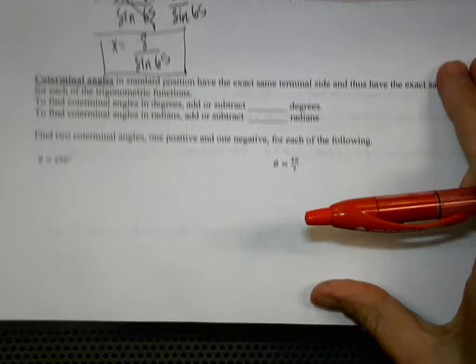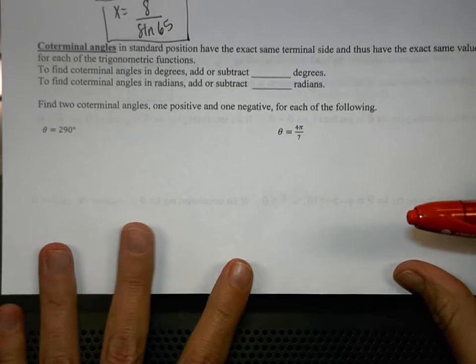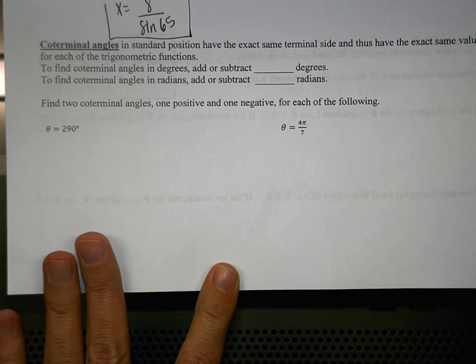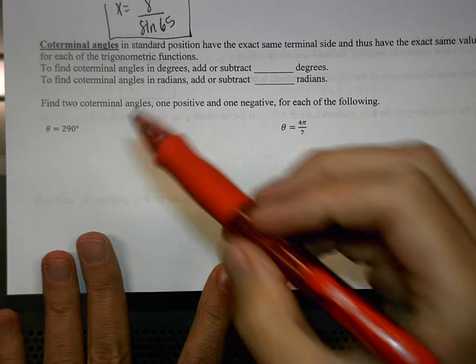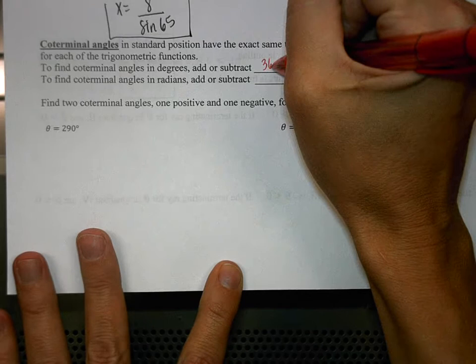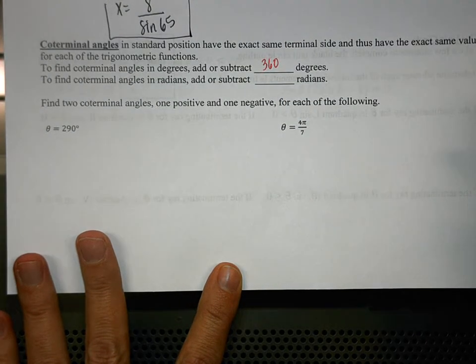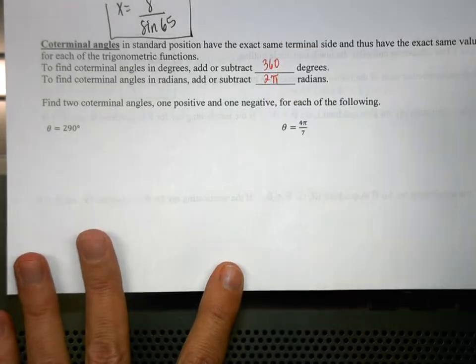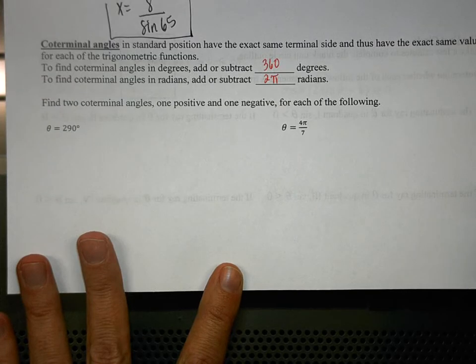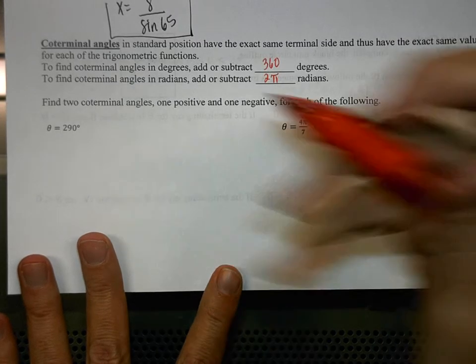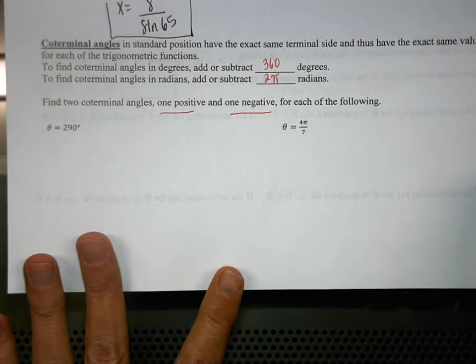Okay, what is a coterminal angle? So remember, coterminal means that you can have different degrees that end at the same spot on the circle. Okay? And so, to find coterminal angles, all you do is add or subtract 360 degrees. Or if you're dealing with radians, you would add or subtract 2 pi. So we're going to practice this. They want us to find 2 coterminal angles, one positive and one negative for each of the following.